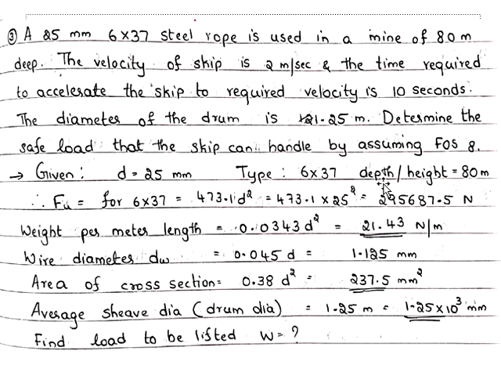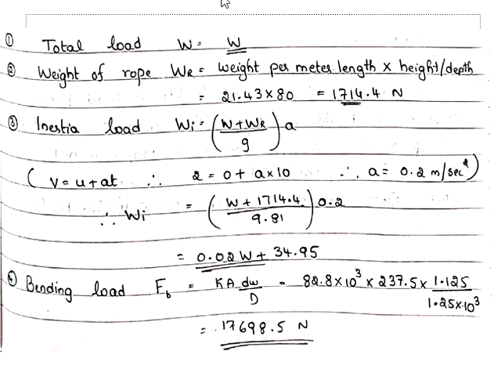For 6 into 37 type, refer to the table, note down weight per meter length, note down dW value, area of cross section, and also average sheave diameter. We have to find out what is the total weight or total load that can be lifted using this system. In step number 1, W is unknown. This W value you have to find out. In step number 2, we know weight per meter length, we know depth. Substitute, you will get WR as 1714.4 Newton.